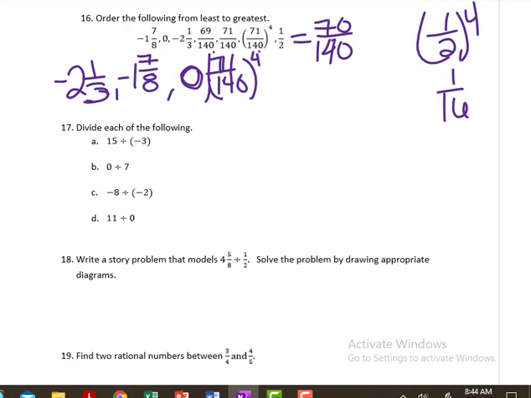And then after that, we can list the final 3 numbers in a row. We can list 69 over 140, 70 over 140, which we would list as 1/2, and then 71 over 140.